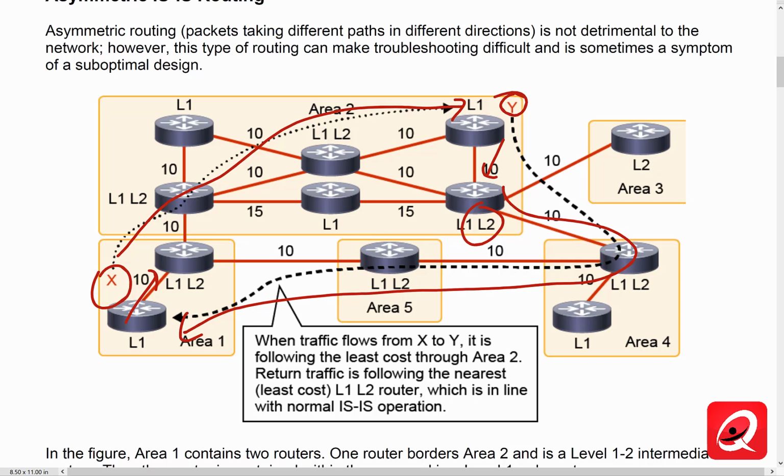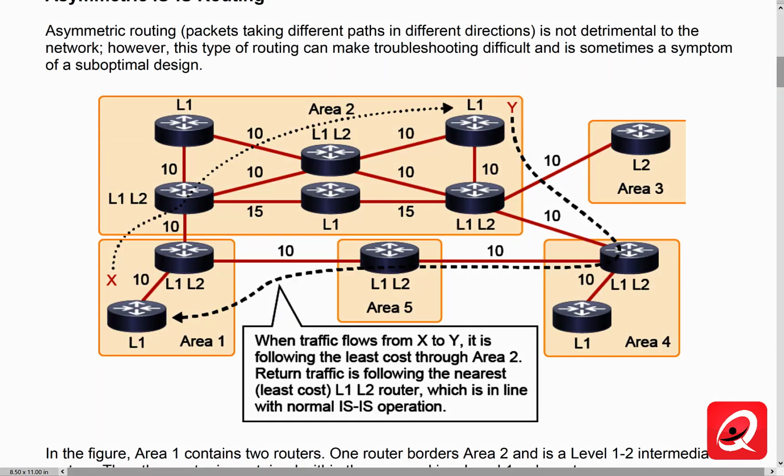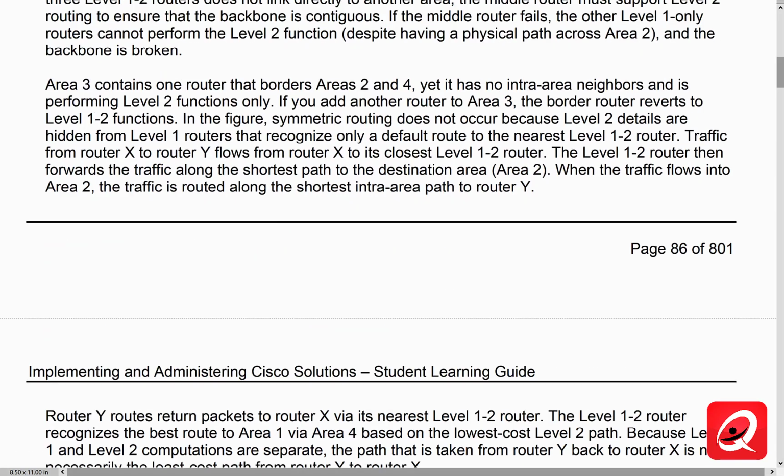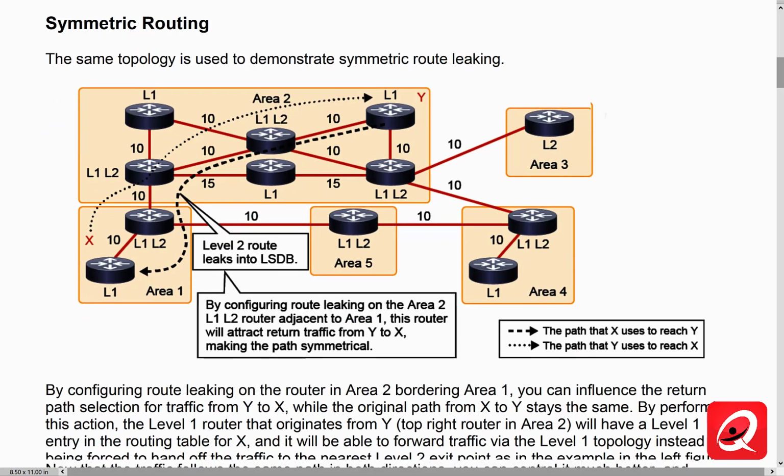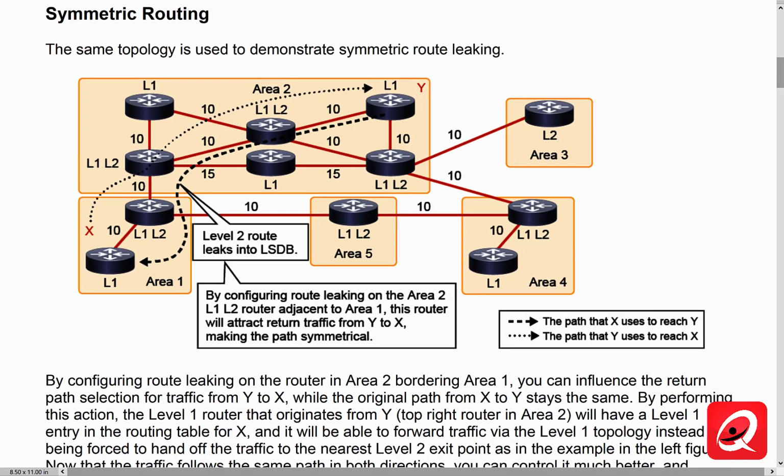So that means that we have essentially a separate path that's used for routing the packet. Is that necessarily going to be a problem? Not necessarily. It doesn't have to be a problem, but it is certainly something that you have to be aware of when you're dealing with IS-IS.